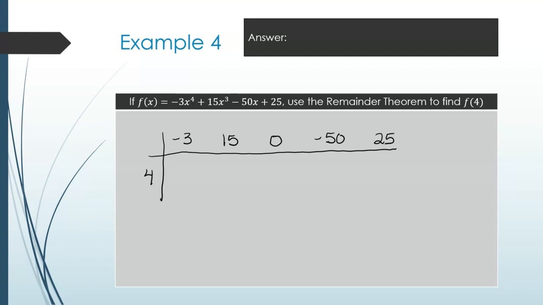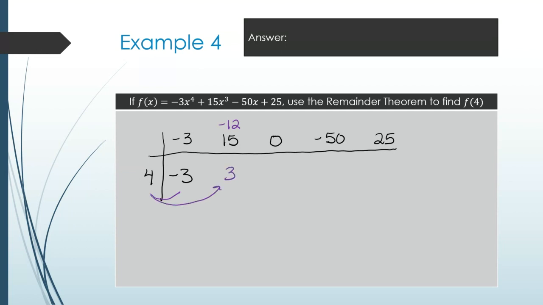4 is what I want. So this would be the same as dividing by x minus 4. If they're giving us f of something, then that's just what you use, 4. And then I'm going to drop down my -3. And so now all I'm doing is multiplying and adding. So I do 4 times -3, which is -12. -12 plus 15, 15 minus 12, that's 3.